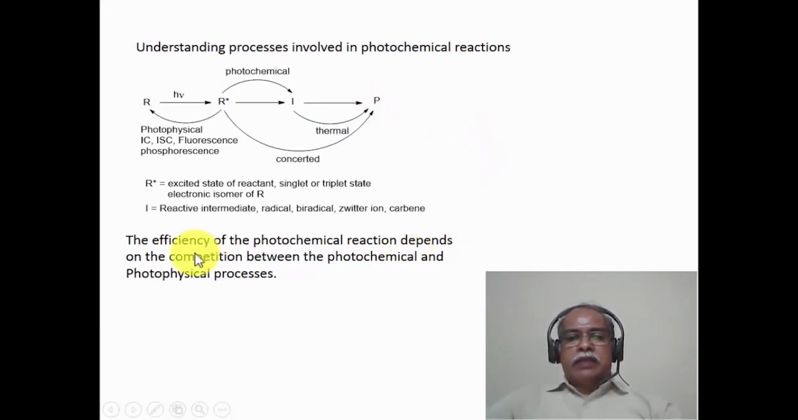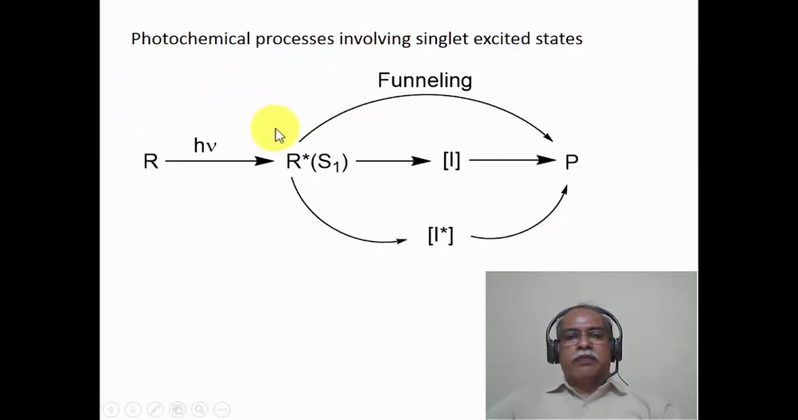Therefore, the efficiency of the photochemical reaction depends on the competition between the energy utilizing photochemical step and the energy wasting photophysical steps that are involved in this. If this is extremely active in terms of the process that takes place, then the quantum efficiency will be low. If this is going to be extremely efficient, then the quantum efficiency will be very high for that particular photochemical reaction. So this diagram essentially, in a very simplistic manner, explains the processes that are involved in a photochemical step.